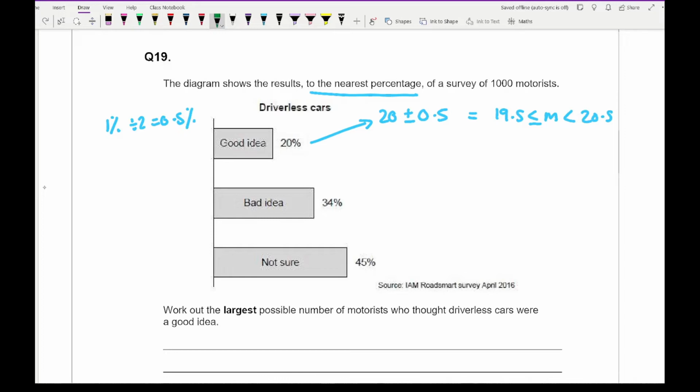Now the inequalities do make a difference on this. I'm looking for the largest number that could be in this. So if I multiply both these numbers by 1,000... these are percentages actually, so I then need to multiply. So the largest is going to be 0.205 multiplied by 1,000, and that's going to give me 205. Now the problem with this is because of the inequality, it has got to be less than 205. So what's the biggest number that's less than 205? Well, it's going to be 204.